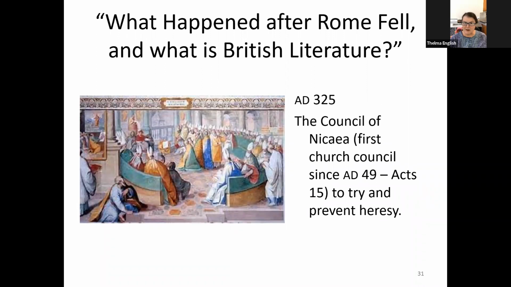Now, AD 325, we have the Council of Nicaea depicted here. It's the first church council, if you don't count Acts 15 as the first church council. Acts 15 was in AD 49/AD 50, and that is the real church council. But in the history books, mostly we call the Council of Nicaea the first official big church council. And they are trying to prevent heresy.